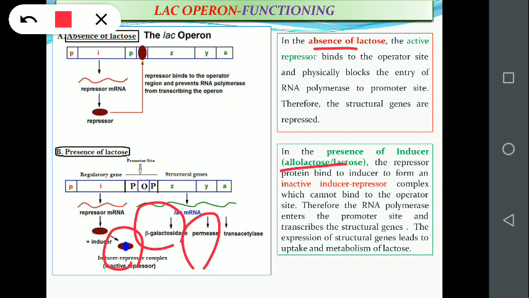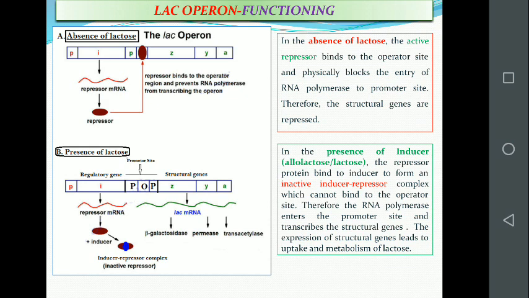So when we initially add lactose to the medium, the lactose slowly enters the cell and is converted to allolactose by the beta galactosidase that is present in low concentration. That allolactose is the actual inducer that inactivates the repressor molecule. So this is the functioning of the lactose operon.